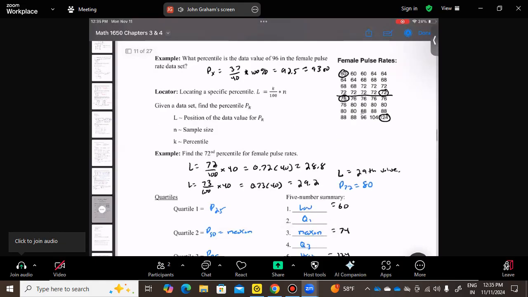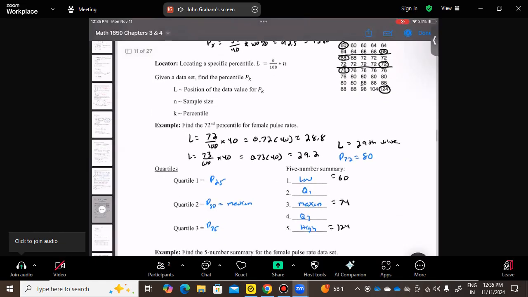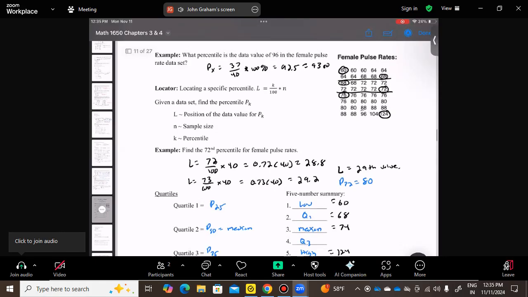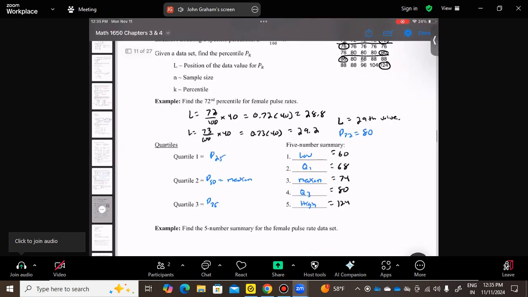Okay. Now we have to break each section into half. So we break this in half and find the average of 68 and 68, which is 68. And we break this in half and find the average of 80 and 80, which is 80. Alright, so that is our 5-number summary: 60, 68, 74, 80, and 124.